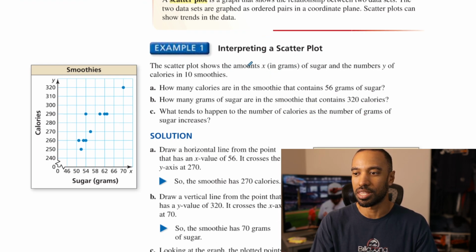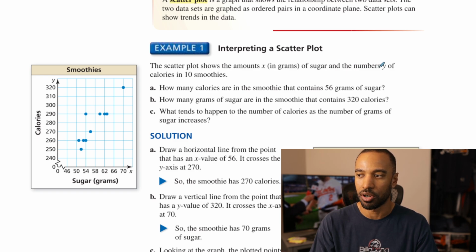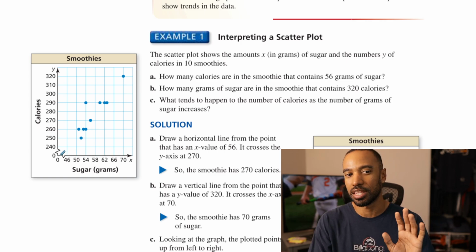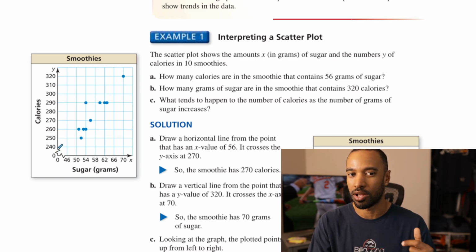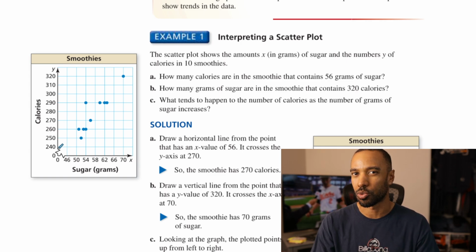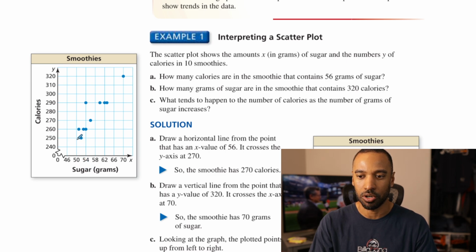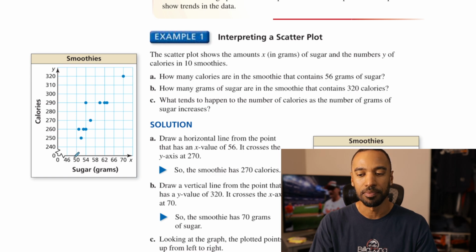The scatter plot shows the amounts X in grams of sugar and the numbers Y of calories in 10 smoothies. So as X increases, and they're doing something interesting that I want to bring up about the scale as well. I should probably do this more often, and I'll try to. They're going to fit within this window range. You can see that the lowest number of grams of sugar is a little more than 50, and the highest looks to be 70.